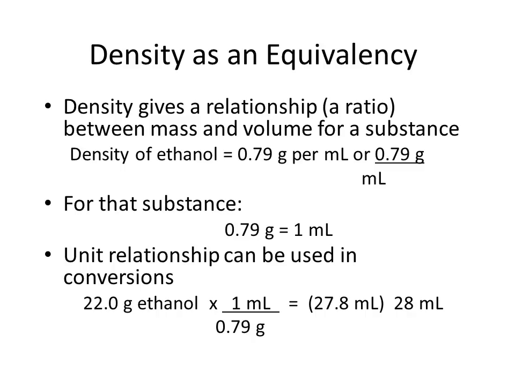Here's an example. 22 grams of ethanol. I can take the fraction and figure out how many milliliters that is because I need grams to cancel. I take my density and turn it over so that grams is in the denominator. Grams now cancels out and I get milliliters.